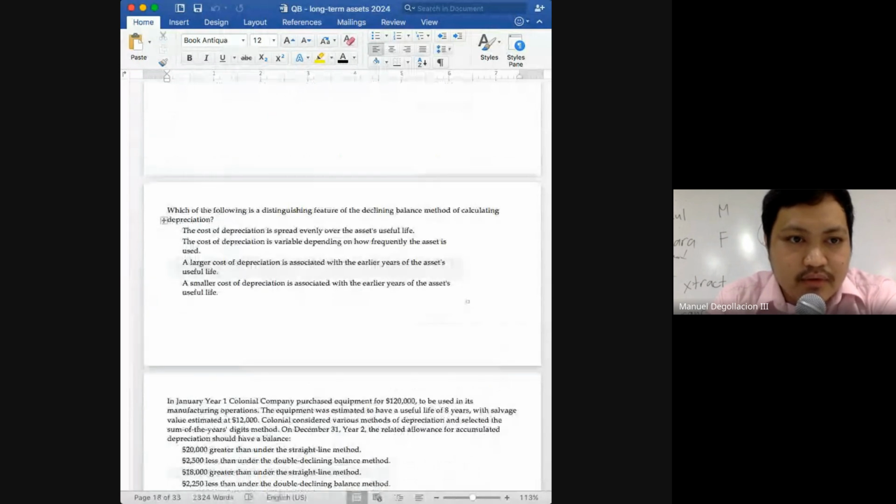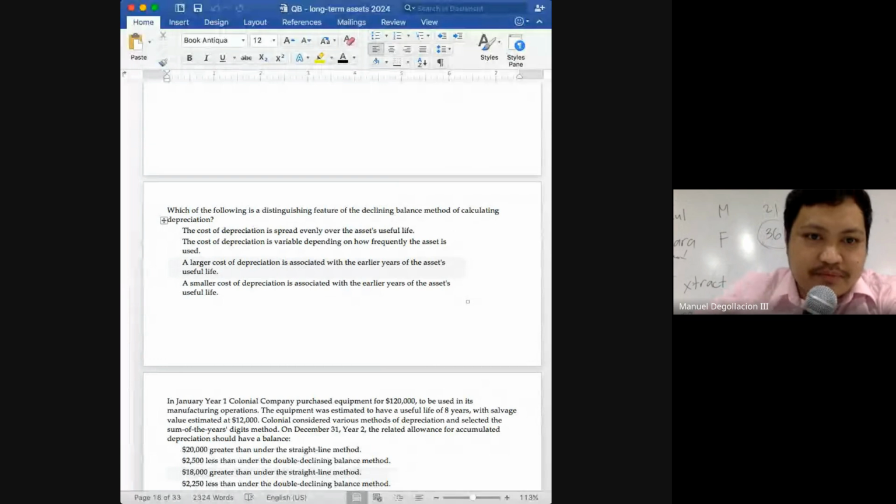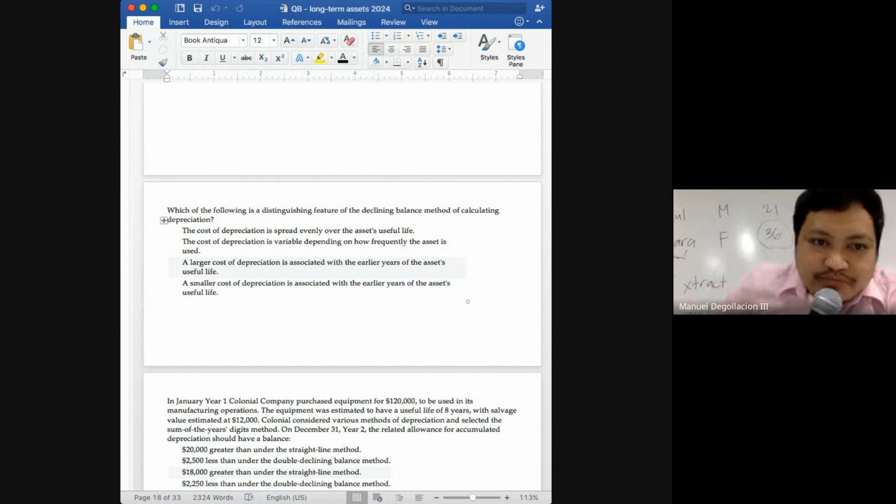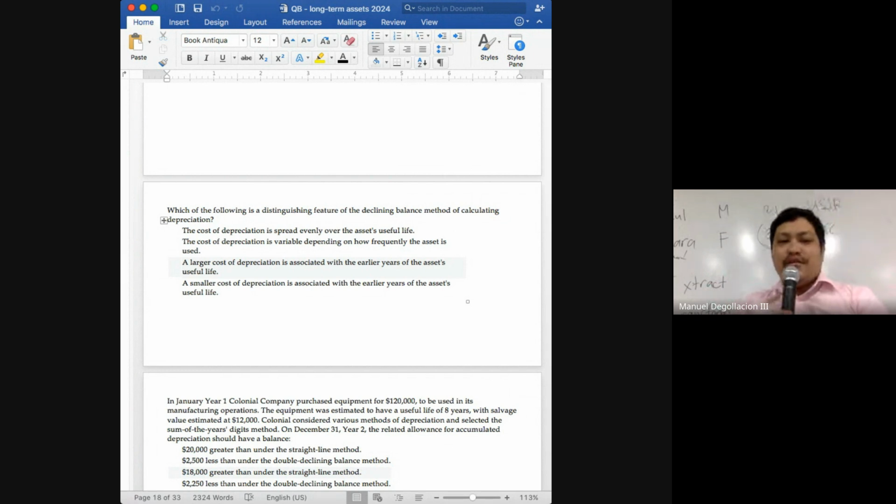Next, which of the following is a distinguishing feature of the declining balance method of calculating depreciation? Go over the choices, class. They should not be difficult. What is described in letter A, the first choice? Straight line. What's described in the second choice? Units of production. The correct answer here is the third choice. A larger cost of depreciation is associated with the earlier years.